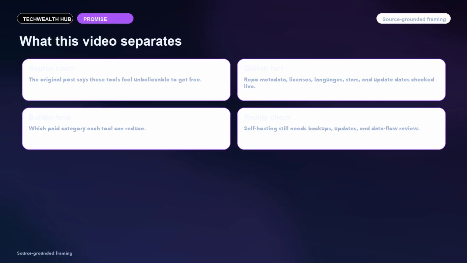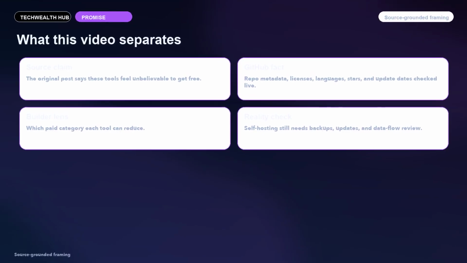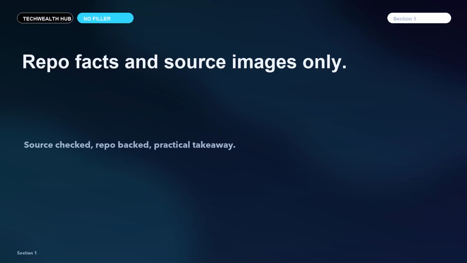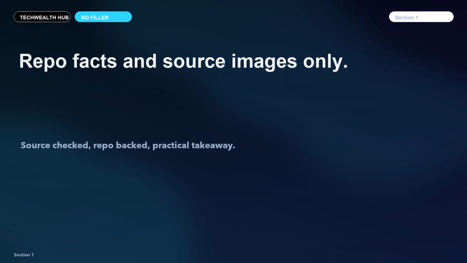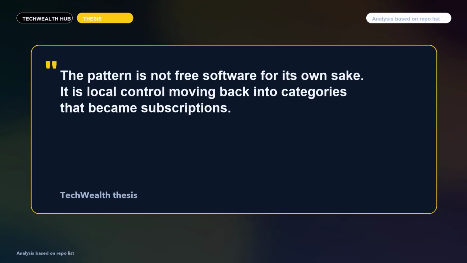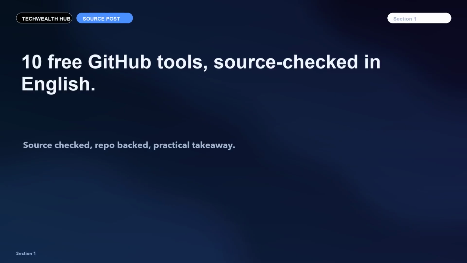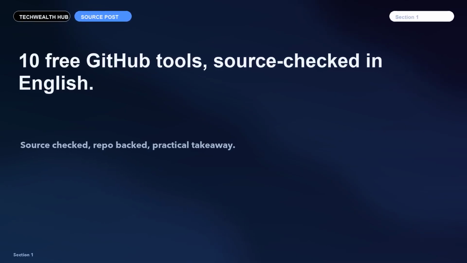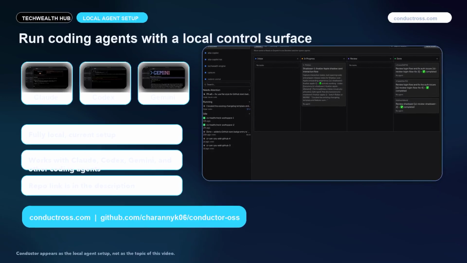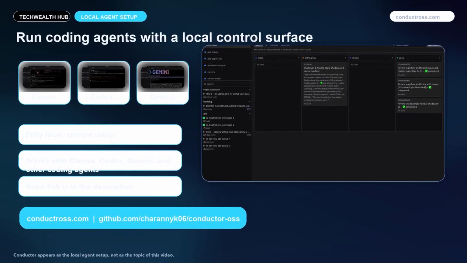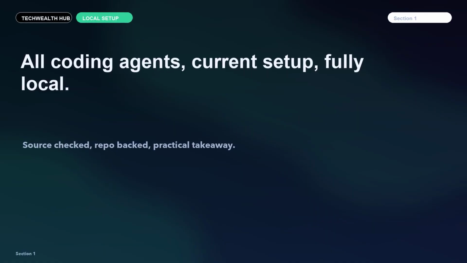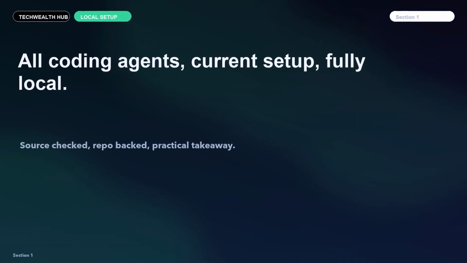Now, the source. A Japanese post from so_insight listed 10 GitHub tools that feel almost unfair to get for free. The reason it matters is not just the star counts. It is the pattern. Each tool replaces a paid category: media downloading, PDFs, dashboards, file transfer, notes, photos, resumes, transcription, automation, and web data extraction.